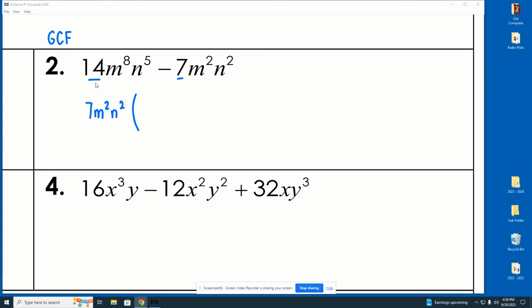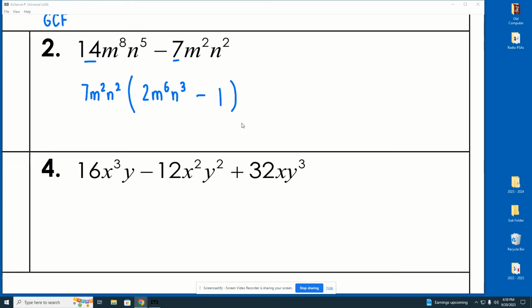So let's start with this one. 14 divided by 7 is 2. M to the 8th divided by m squared is m to the 6th. Remember, you subtract. N to the 5th divided by n squared is n to the 3rd. And that's done. Now we move over here. Negative 7 divided by 7 is negative 1. M squared divided by m squared cancels. N squared divided by n squared cancels. So I'm left simply with 2m to the 6 n cubed minus 1. Okay? And that's it. That's all you have to do for GCF.